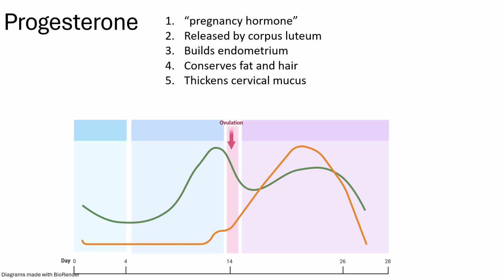As progesterone reaches its peak, it starts to thicken the cervical mucus, and this causes a cervical mucus plug through which sperm have trouble swimming. And this prevents a second pregnancy, which could cause competition in the womb.